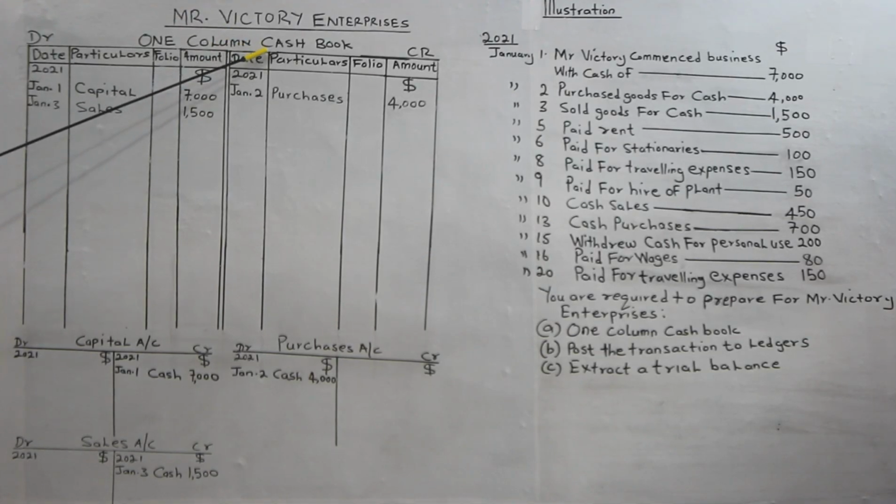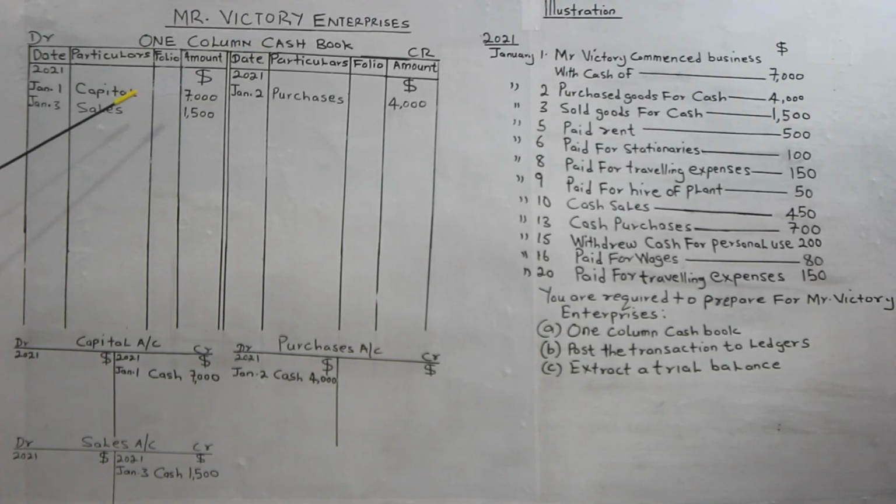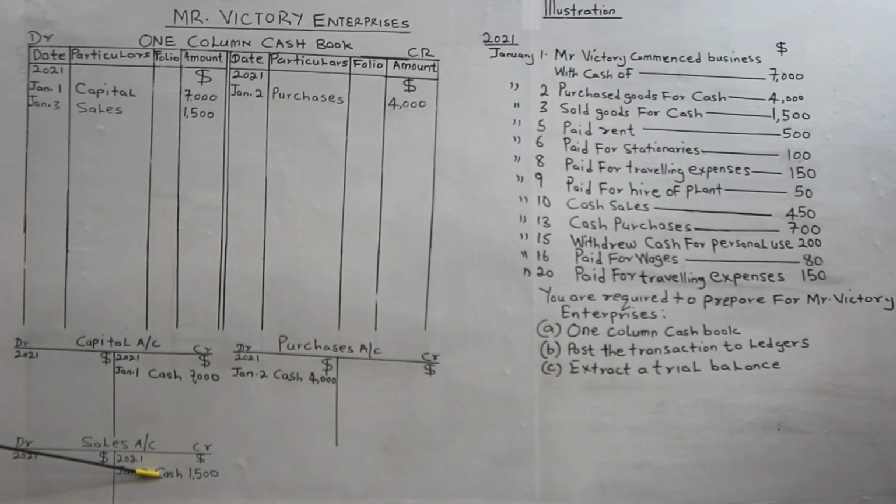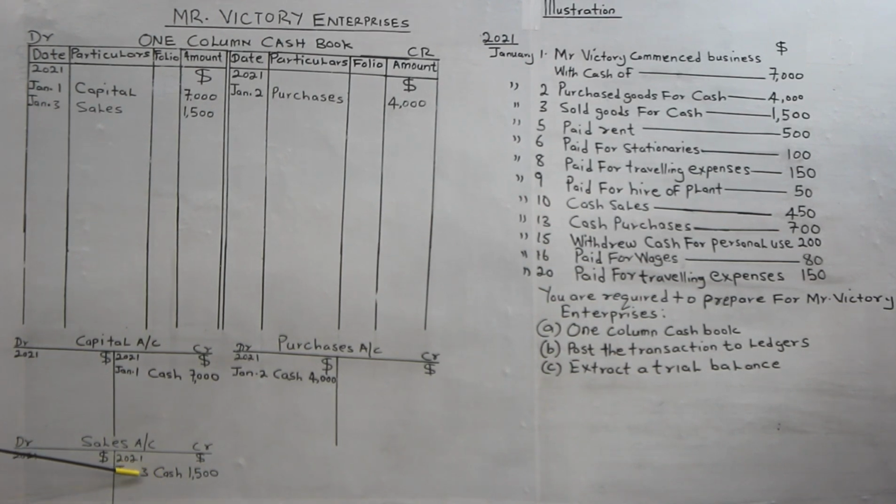So we debit the cash account with $1,500 on January 3rd, received as a result of sales. Since the cash was received as a result of sales, then sales is the giver. We therefore credited sales account with $1,500 given to cashier, cash represent cashier, or given out as cash on January 3rd.